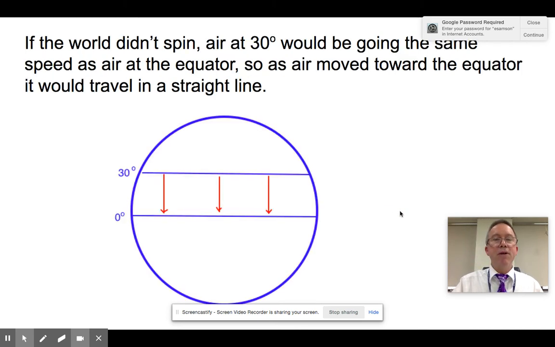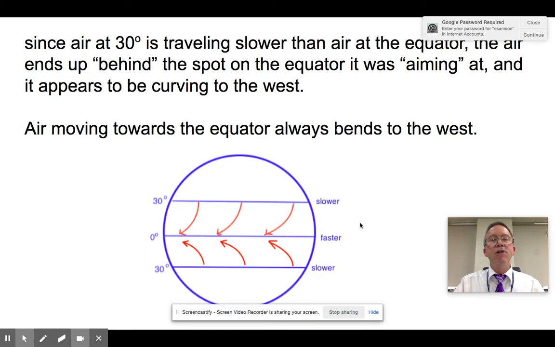Now, if we look at the planet Earth, here's what we notice. If the world didn't spin, air moving in the Hadley cell from 30 degrees to the equator would move straight down. But this is going faster than this. If you're at the equator, you're traveling faster. So as this comes towards you, you're going to move this way and it's going to come in behind you. So we see this pattern of deflection. Air moving this way comes in behind you, right? Because if you were here when the air started moving, you're here now, so it comes in behind you.